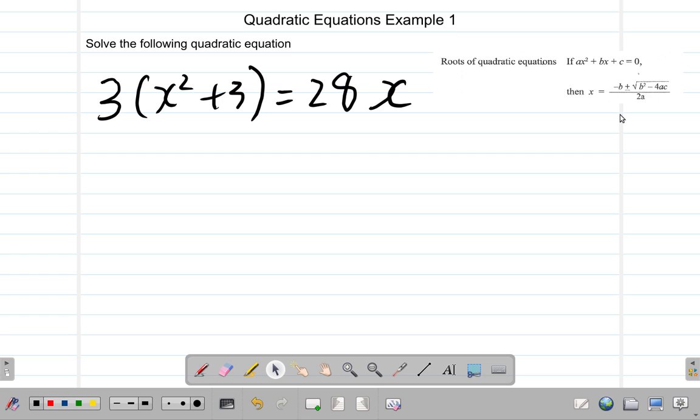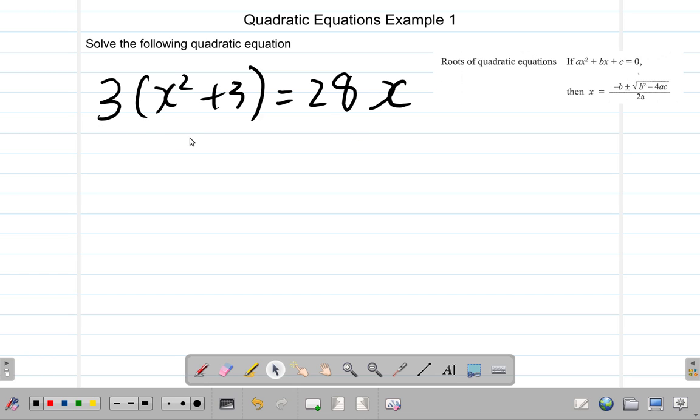Remember, you have 4 ways you can solve quadratic equations. You can use the quadratic formula. You can use factorization. You can use completing the square. And you can use graphs. Alright? Now, we see how we deal with this one.